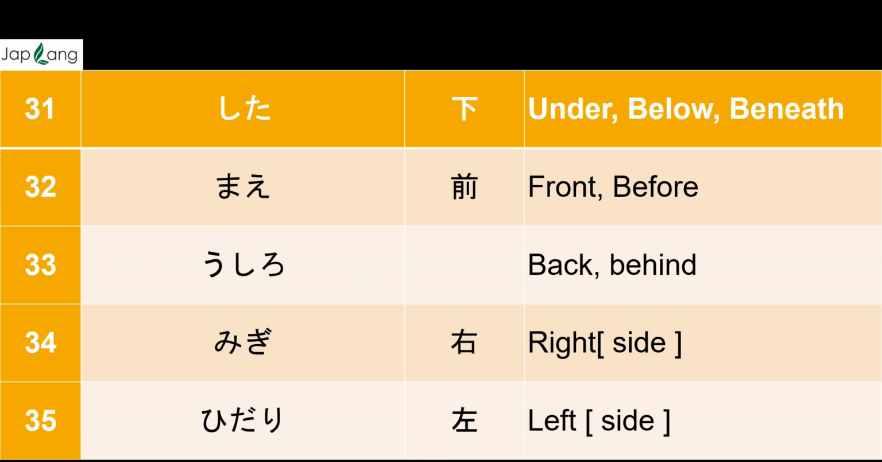Ushiro is back or behind. Sumimasen, anata no ushiro ni dare ga imasu ka? Who is there, at your back? Or behind you, who is there? Migi is right side. Watashi no migi ni koen ga arimasu. On my right hand side there's a park. Hidari is left. So anata no hidari ni Tanaka-san ga imasu. On your left there is Tanaka-san. Move to next.